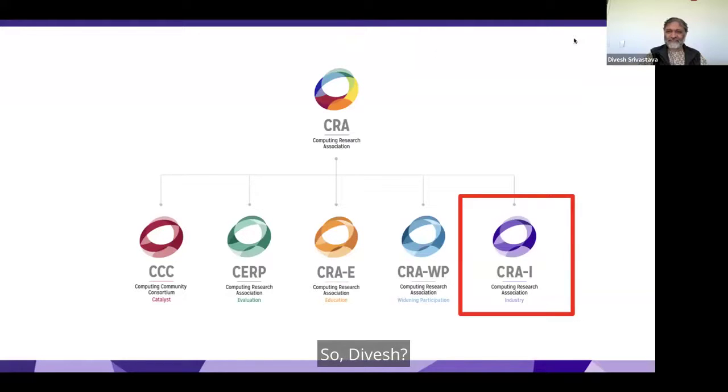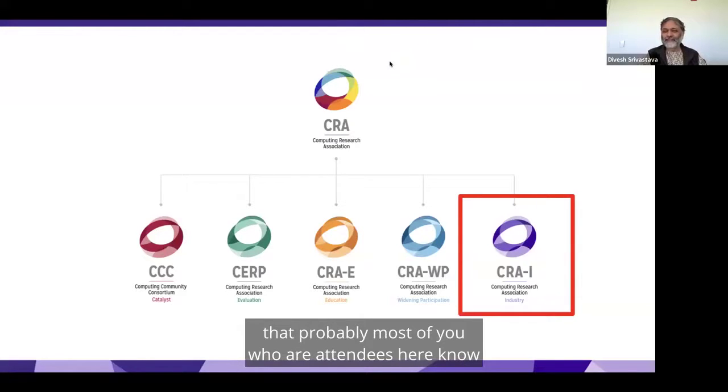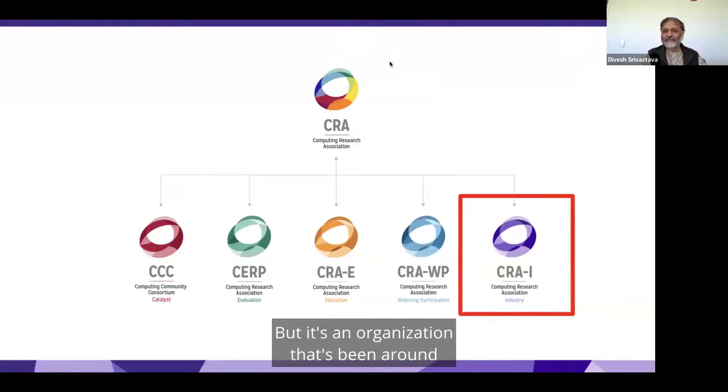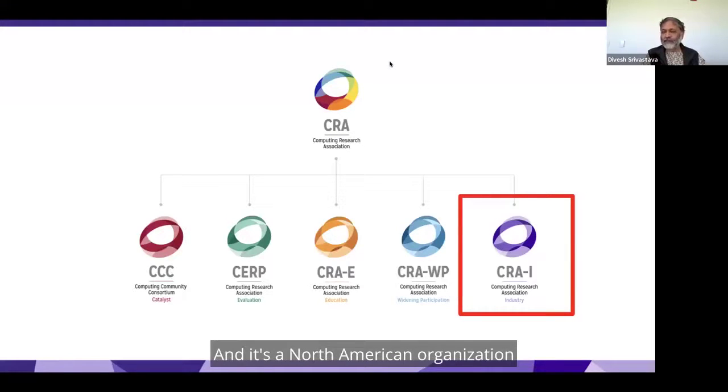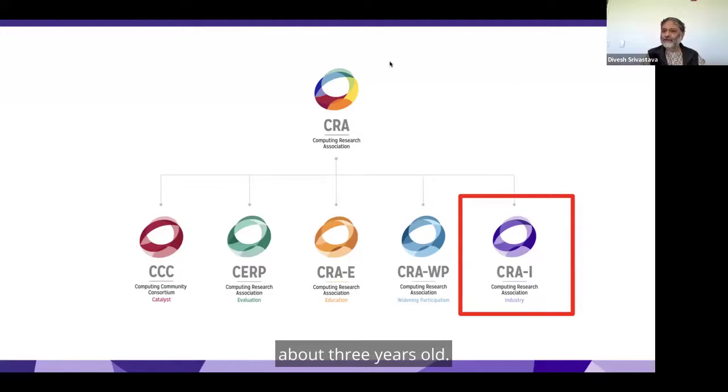So Devesh. Thank you. I'll just start with this slide by mentioning that probably most of you who are attendees here know about the Computing Research Association, but it's an organization that's been around for over 50 years now, with the goal of uniting industry, academia, and government to advance computing research. And it's a North American organization with many committees, and CRA Industry is the most recent committee, about 3 years old.